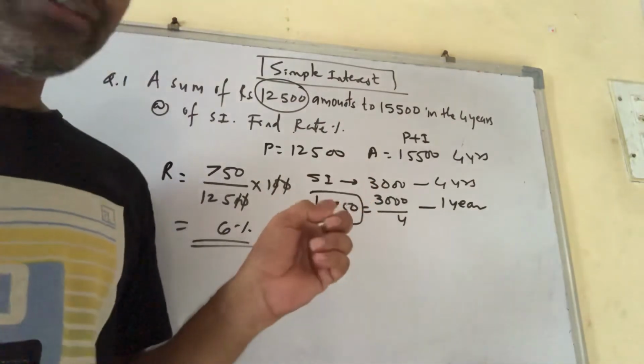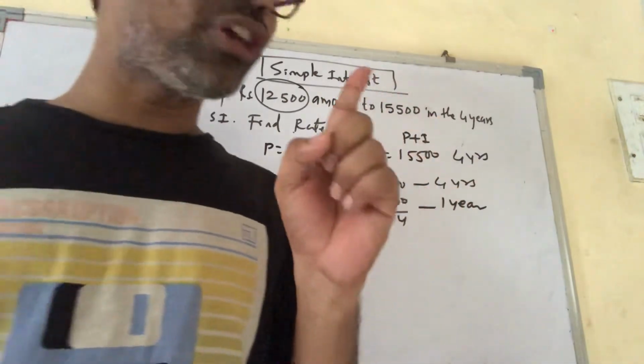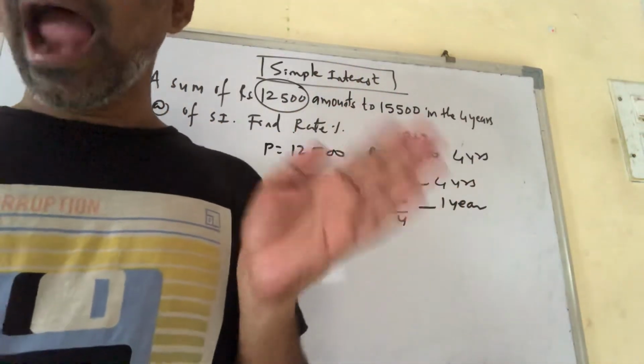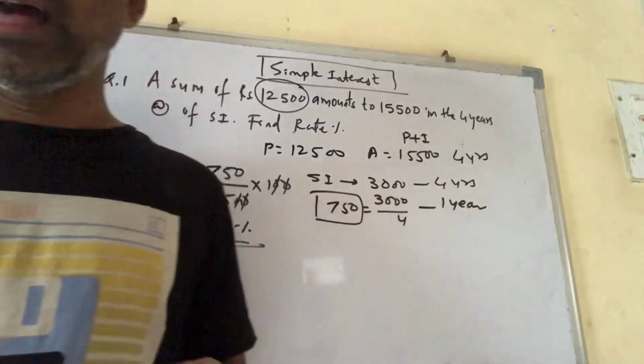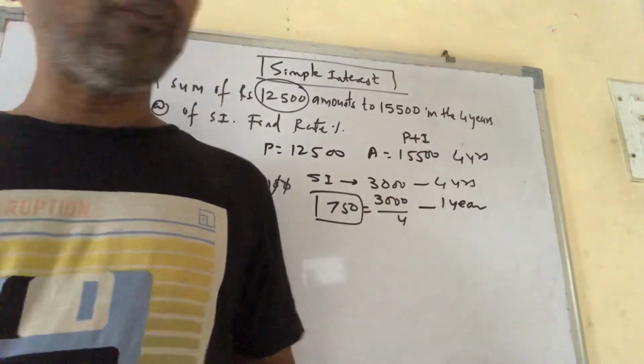If you're done with this, then please try to solve question number second. And that question says: a sum of money at SI amounts to rupees 815 in 3 years and to rupees 854 in 4 years. Then what is the sum?